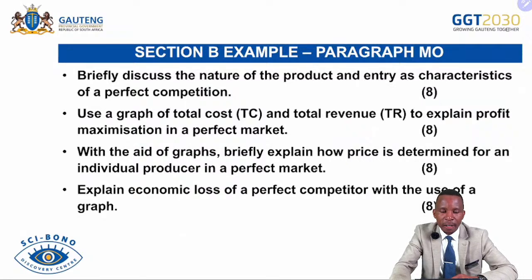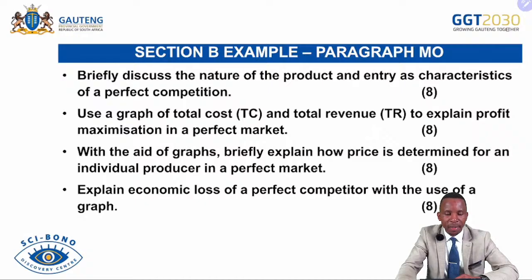And then section B continues. This is the middle order. Briefly discuss the nature of products and entry as characteristics of the perfect market. So in this case, we talk about homogeneous products as well as the free entry. Use the graph of total cost, which is TC, and total revenue, which is TR, to explain the profit maximization in the perfect market. The graph will be indicated to you.